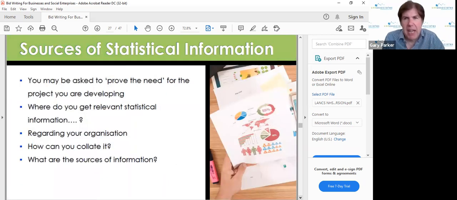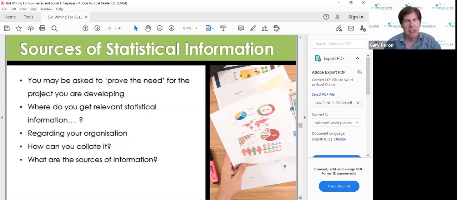One of the other issues out there is funders will not just take your word for it. So you need to back up your case for funding. You need to make the case for funding. One of the ways of doing that is by proving the need for the project you are developing. Where do you get the relevant statistical information regarding your organisation? How can you collate it? What are the sources of information? Those are all things that you can do.